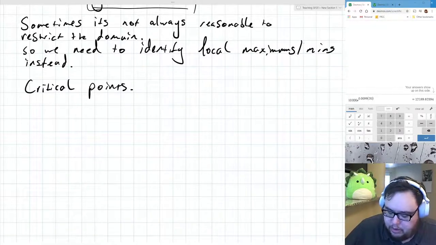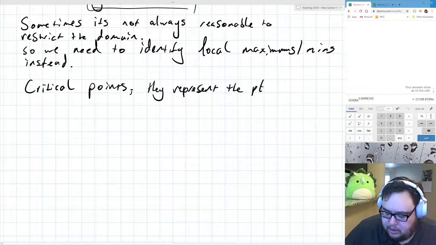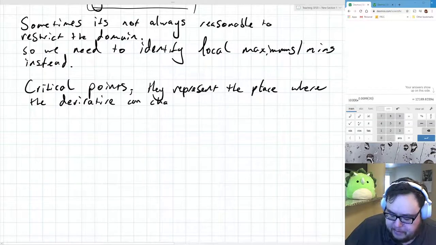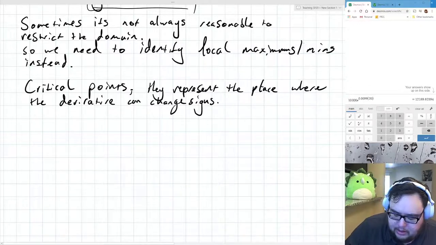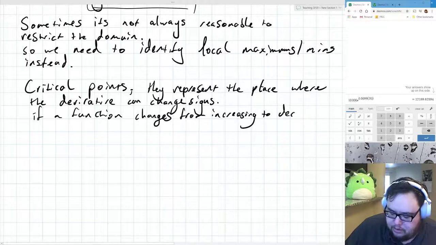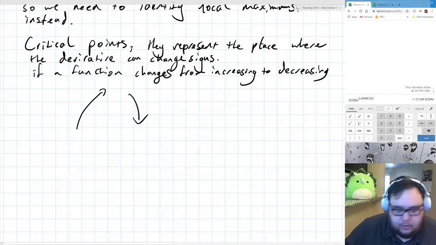So, critical points are important. They represent the place where the derivative can change signs. And if a function changes from increasing to decreasing, we get a maximum.